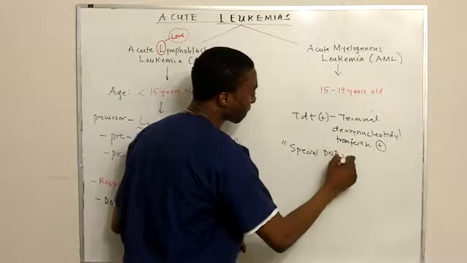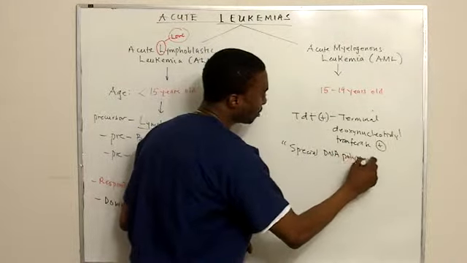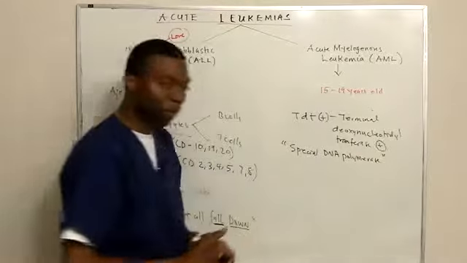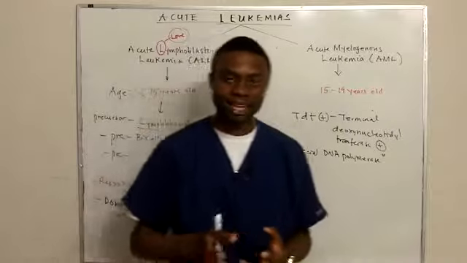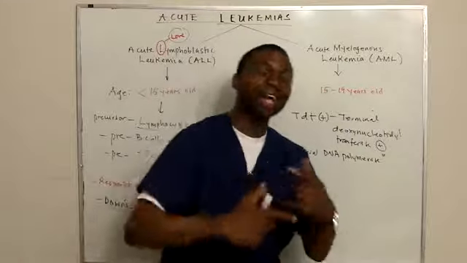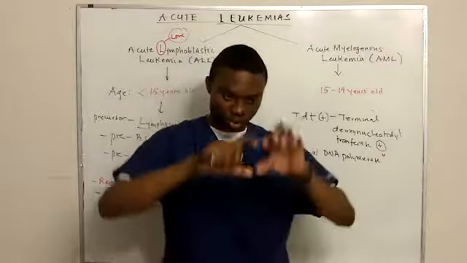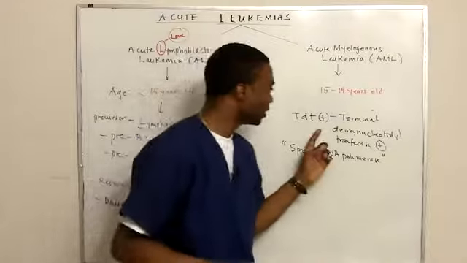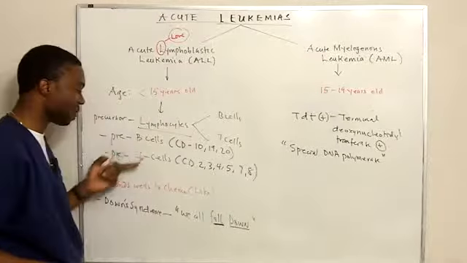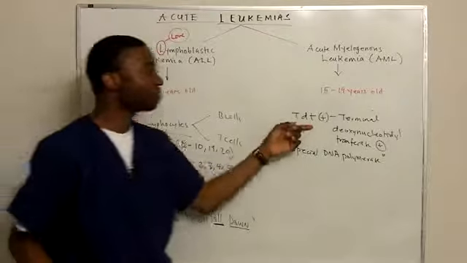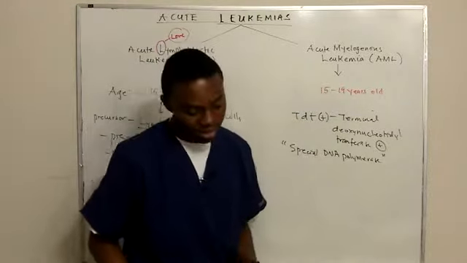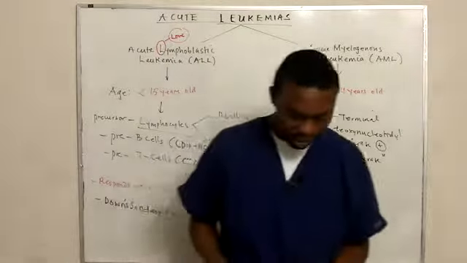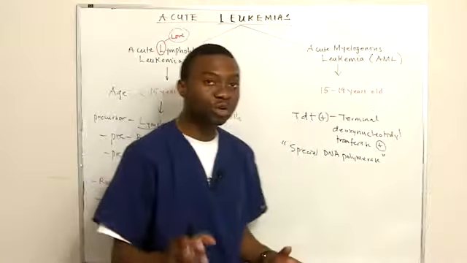Remember from basic molecular biology, DNA polymerase is found in our cells and is the enzyme, the protein that catalyzes DNA reactions to make more DNA. Well, pre-B cells and pre-T cells have this protein in them, which is the specialized DNA polymerase, and its job is actually to add nucleotides.